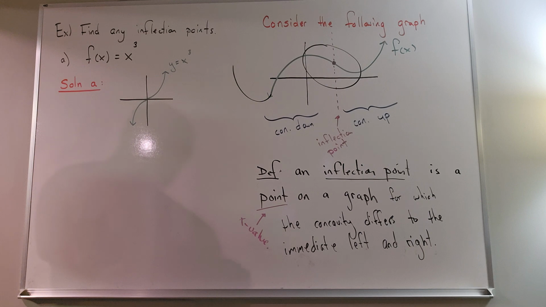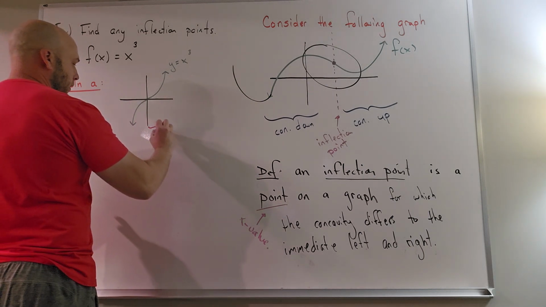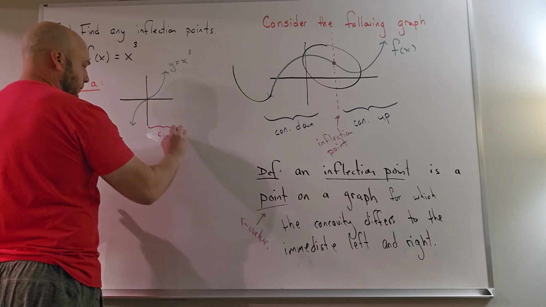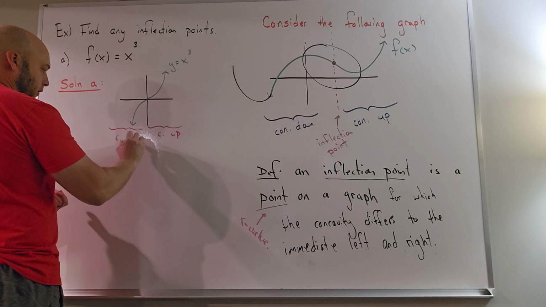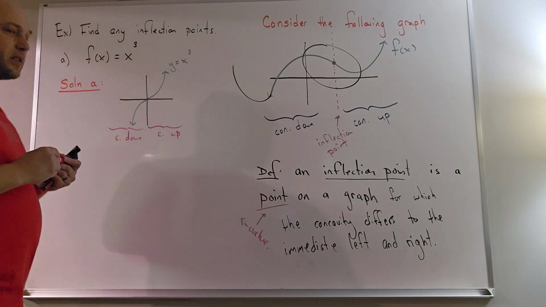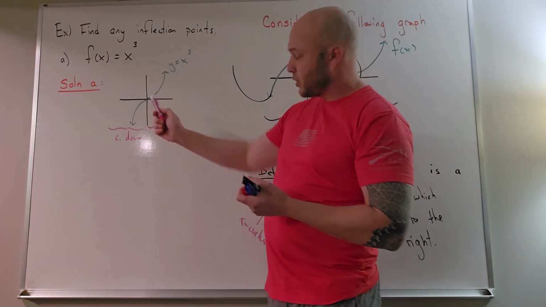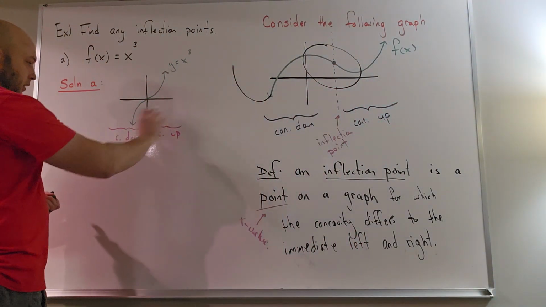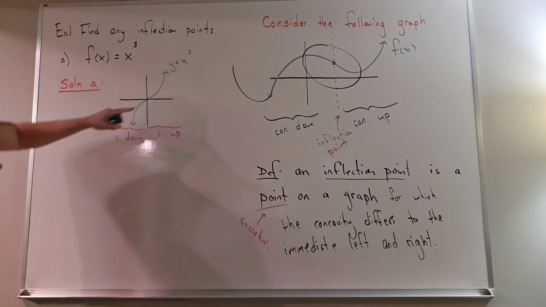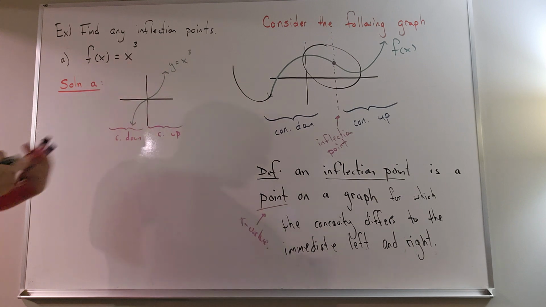And again, we can see over here, this would be concave up. Over here, this would be concave down. And that's to the immediate left and right of 0, which must mean that 0 is the inflection point. So according to the sketch, again, 0 is the point for which it's concave down, concave up, so the concavity differs on either side of it.